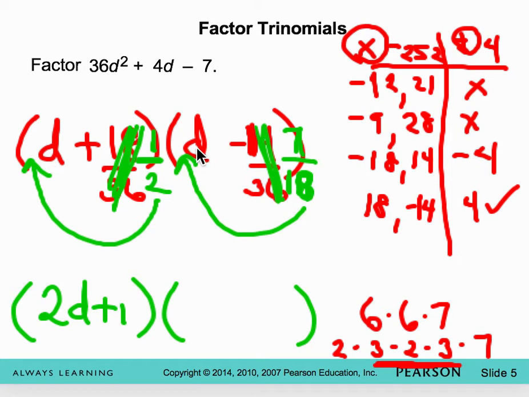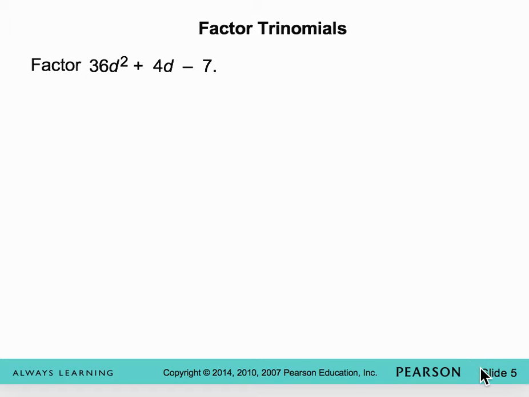So this is 18D minus 7. That looks much better. That gives us a 36D squared and a negative 7 on the end. Okay. Oh yeah, we got to be careful about what we write. Okay. Let's try another one.